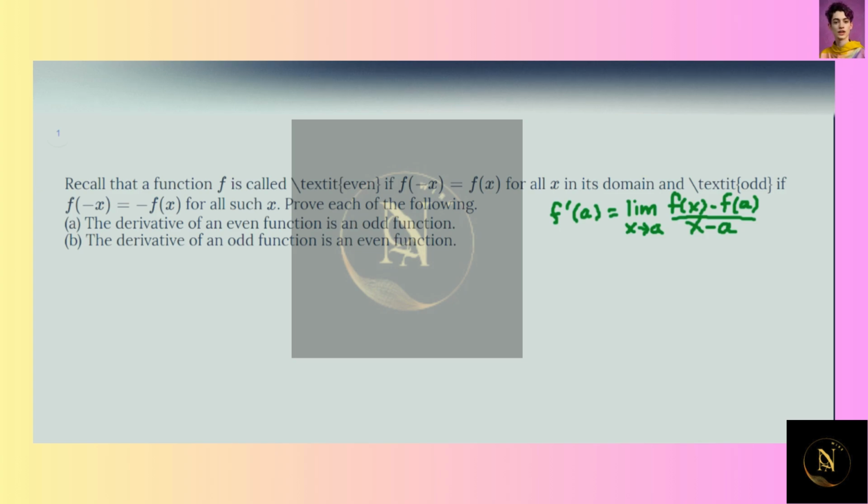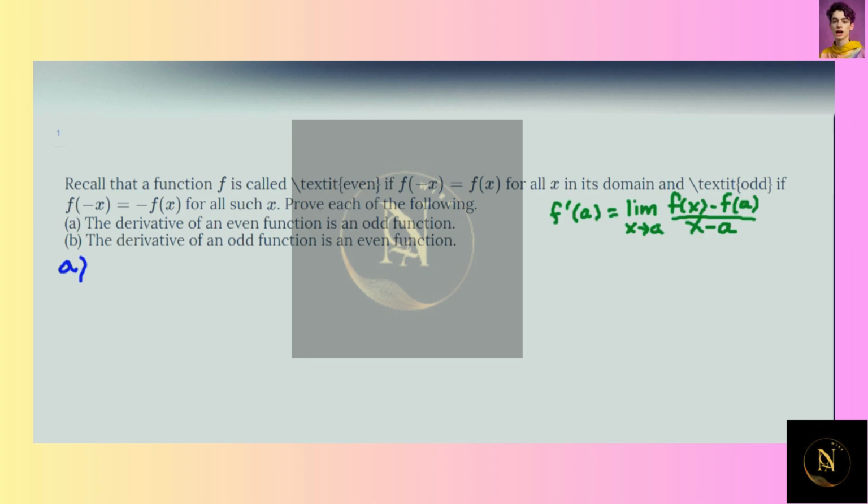So what we're going to do is start with part A. We're going to use our definition of a derivative, and we're going to assume whatever is given to us and then try to prove exactly that assumption. For part A, the derivative of an even function, we start with an even function f of x, which has the property that when we plug in negative x, we still get the same function out. So the derivative of this even function is an odd function.